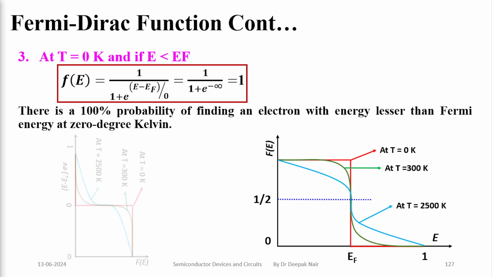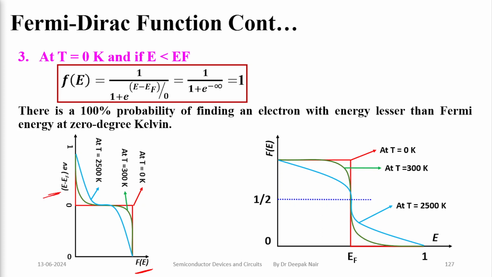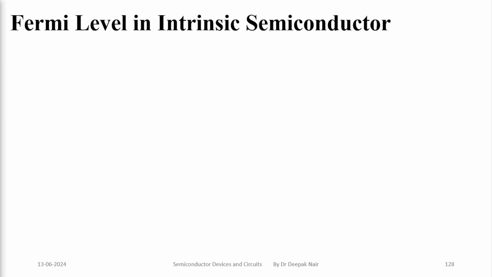Let us see it in a different way to understand it better. If we have F of E on the x-axis and E minus EF on the y-axis, and here it can range between 0 to 1, then we can say there is zero probability of finding electrons above EF at 0 degree Kelvin. And as we keep on increasing the temperature, the probability of finding the electrons also keeps on increasing. If this graph is confusing, let us go through a more detailed explanation of this function.